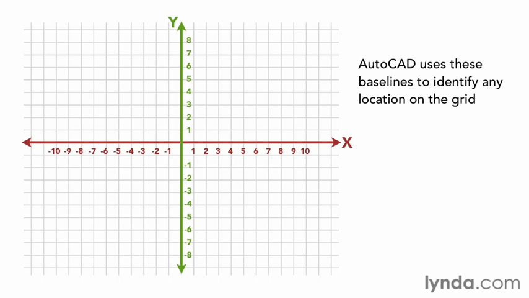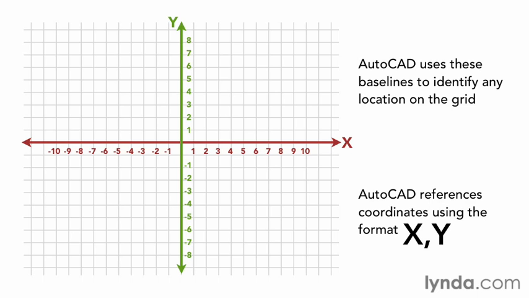AutoCAD uses these intersecting baselines to identify all points on the grid. It does this through the use of coordinates, and AutoCAD references coordinates using the format x, y. The first coordinate we're going to talk about is the location where the x and y axis intersect. This point has a coordinate value of 0, 0. This location is also considered the origin. All other coordinates are measured from this point.